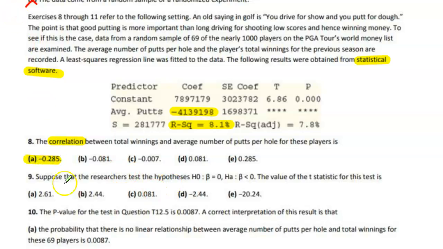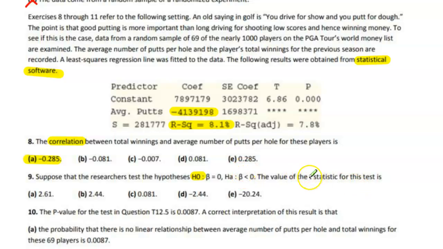Moving on to question 9, suppose that researchers test the hypotheses H null, and we know H null is going to be beta is equal to 0. HA is beta is less than 0, okay? This makes sense to me based on the data, but remember, we try to come up with hypotheses before we look at the data, before we look at a regression. So hopefully they made this hypothesis before the regression.